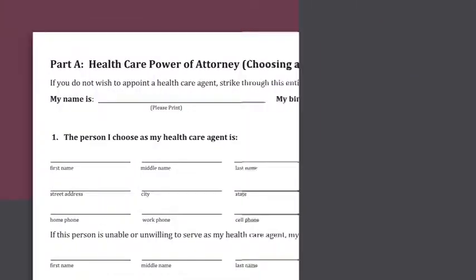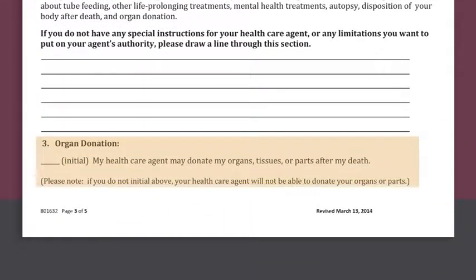In Section 3, you can give your agent special information about organ donation. You must initial on the line if you want your agent to be able to donate your organs or tissues.